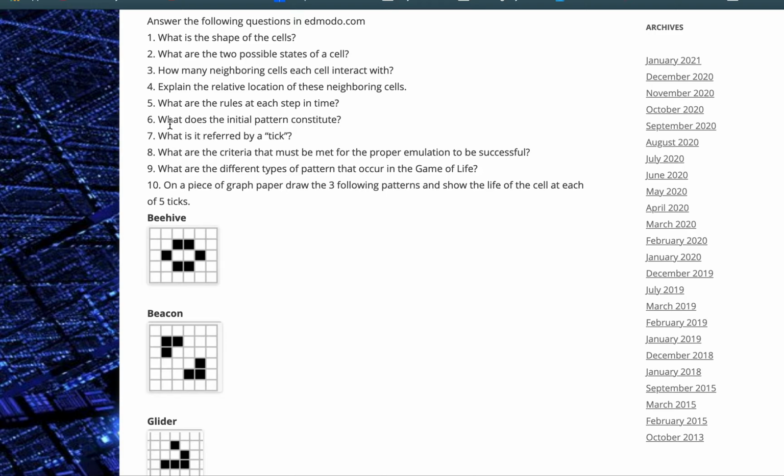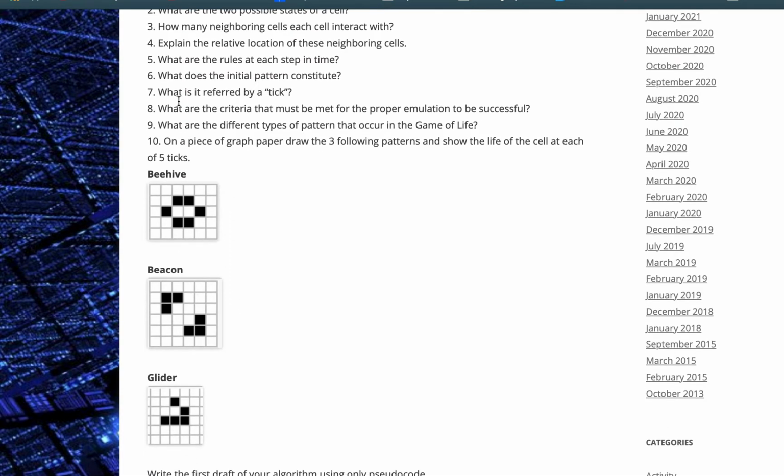So what are the initial patterns? The initial patterns are what they call the seeds, and there are 3 types of seeds. Then what is referred to by a tick? Some of you answered that it's a unit of time or a period of time. I think the correct answer, based on what is discussed on that Wikipedia page, is the generation. So the next generation is the next tick. The next tick is the next generation. So use that language besides saying the unit of time, which is okay, but let's be more appropriate according to what the definition is in the write-up.